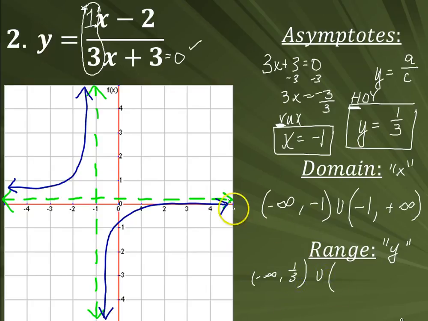Then how about the other one? We're joining that with the other one. So where does this one start? Remember, we're doing range, so up and down. This one starts at 1/3, and it's going to keep going up. So this one starts at 1/3, it keeps going up to positive infinity.